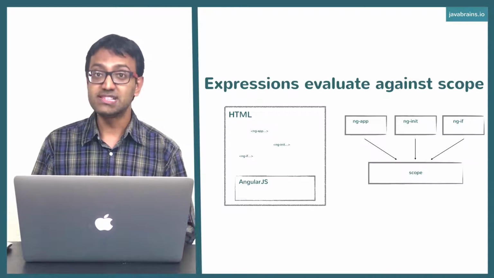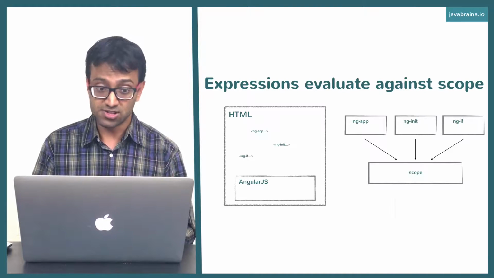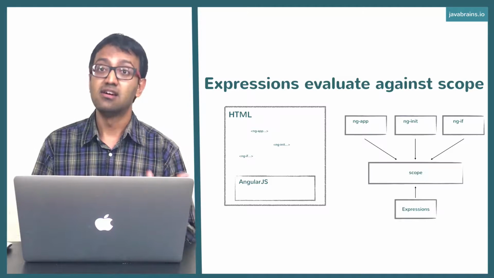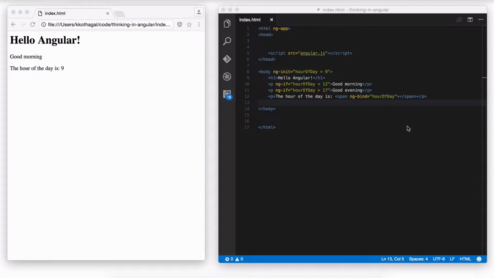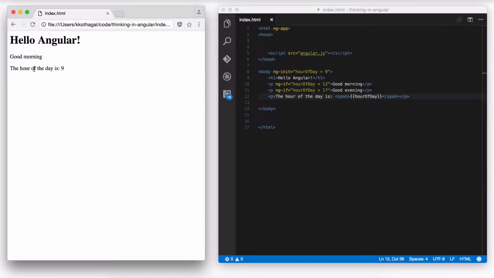And again, all these expressions are evaluated against the scope. Just like these three directives we saw refer to the scope, even expressions refer to the scope object. All right, so I'm going to quickly demonstrate the double curly braces and show you an advantage. So here I have a span with ngBind as rofday. Instead of doing this ngBind, I'm just going to do the double curlies. Rofday, right? So it's just going to put this value inside the span because this just happens to be inside the span. If I refresh this, there's not going to be any difference.